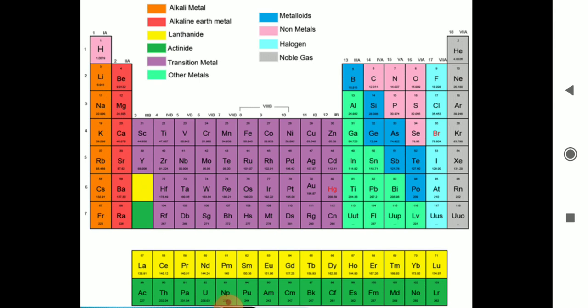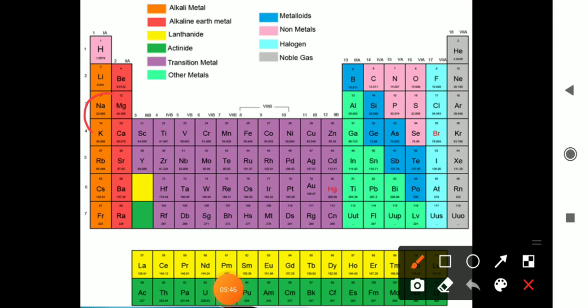If you refer to the periodic table, the atomic number of sodium is 11 and the atomic number of chlorine is 17. Here sodium is highlighted with the orange color, which is nothing but an alkali metal, and chlorine is represented with a sky blue color, which is nothing but a halogen. Here an alkali metal and a halogen are combining.